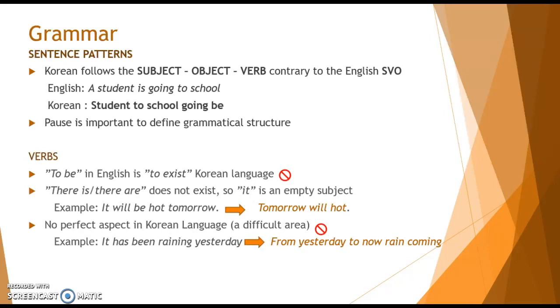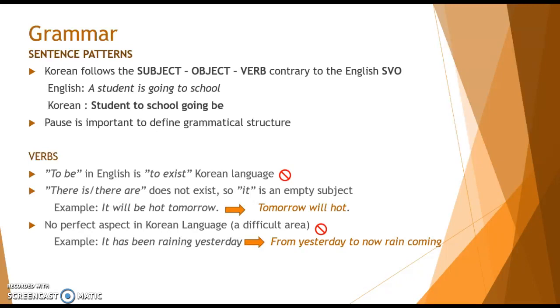Korean follows the subject-object-verb pattern, contrary to the English SVO. So, in English, if we say "a student is going to school," a typical Korean might actually write "student to school going be." Pause is important to define grammatical structures in speaking Korean. To be in English is to exist in the Korean language. When it comes to verbs, there is, there are, does not exist. So the "it" becomes an empty subject. Example, "it will be hot tomorrow" becomes "tomorrow will hot."